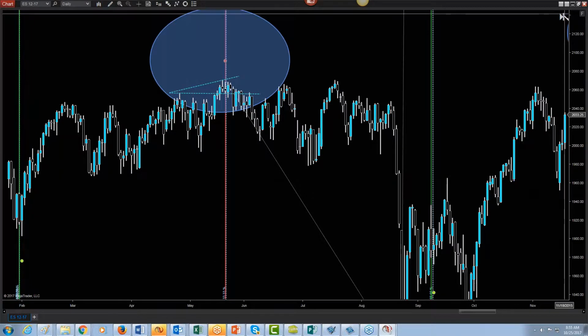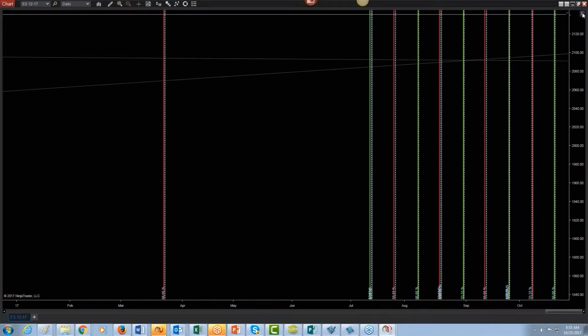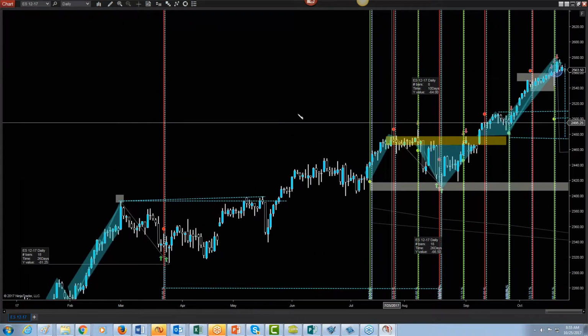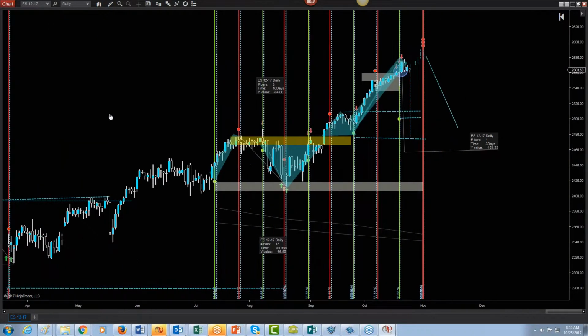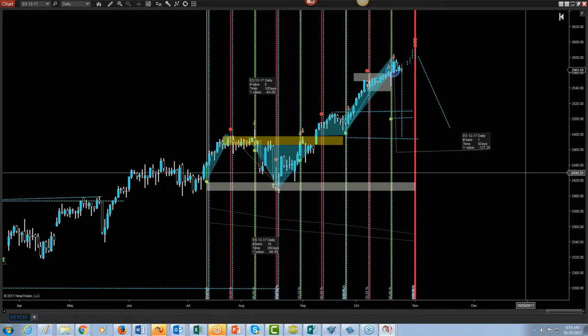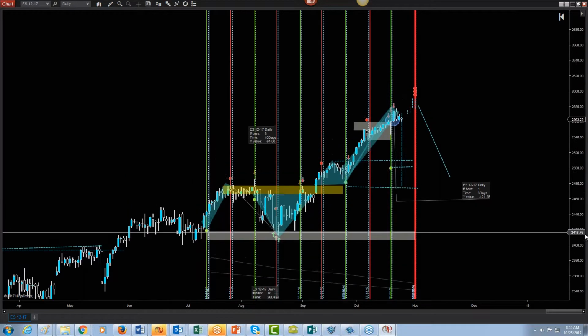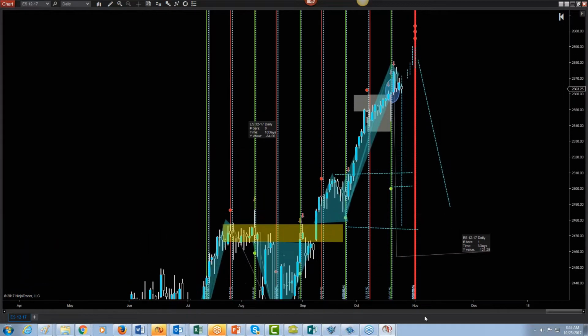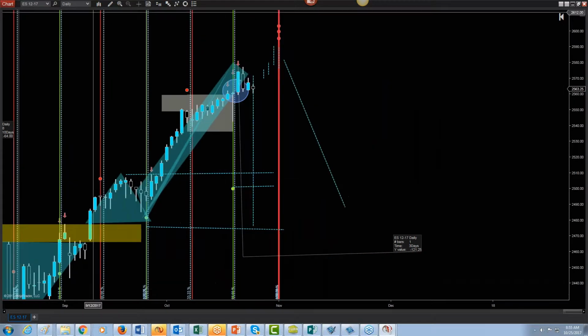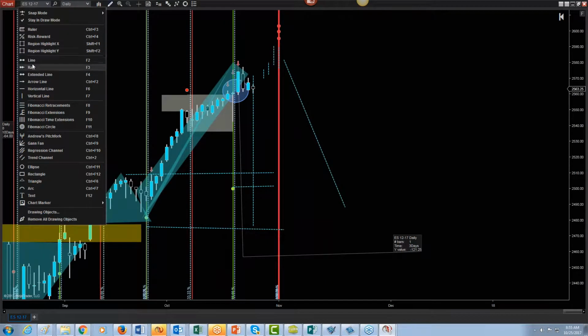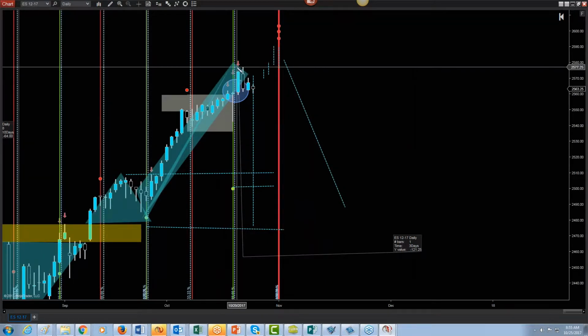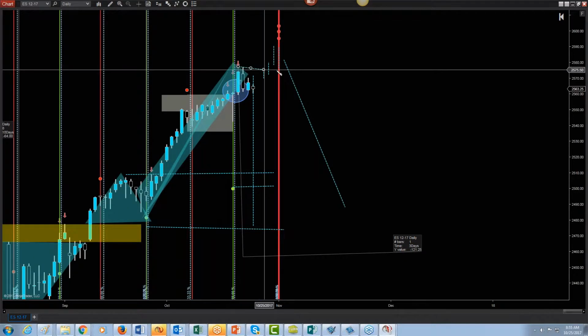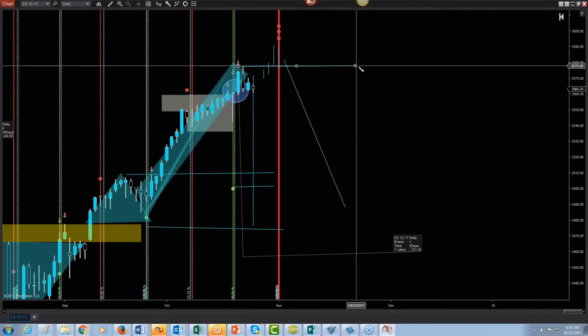So keep that in mind as we come into right here. As of right now, gentlemen, the prior swing high is right here: 2575.750.